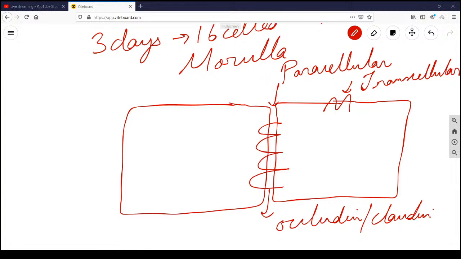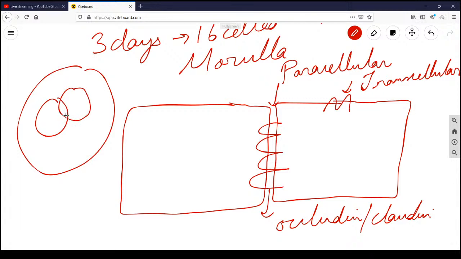Those things are present. Now they adhere so tightly that the blastomeres tend to overlap. Overlap means from the top, if you look, they look like half a cell this side, half a cell this side. They are so tightly adhered that they lose their identity. Suppose they are like this, almost they look like this. So they lose their individual identity of being an independent cell. It looks like they are overlapping. So that is the meaning of compaction.